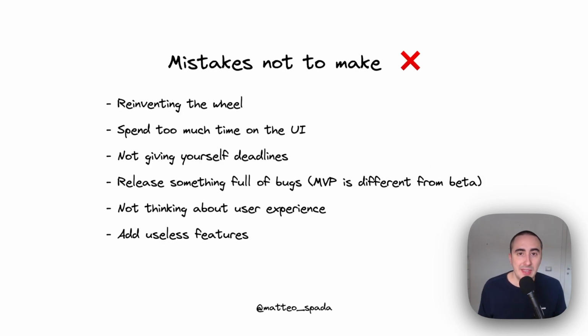What do I mean? This is a list of mistakes that we need to avoid when we build an MVP. The first one is reinventing the wheel. We need to avoid these mistakes because in the first phase of our development, we need to proceed fast. For example, we need to avoid custom components, or we need to avoid developing code when we can simply use a library. So we need to find the most simple way to achieve our goals for our application without spending so much time.